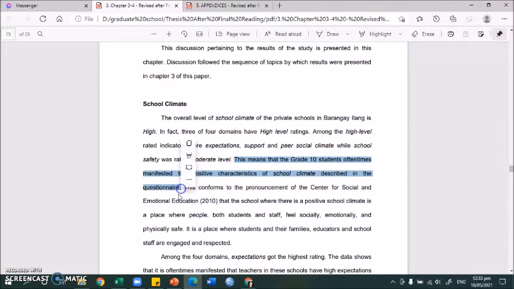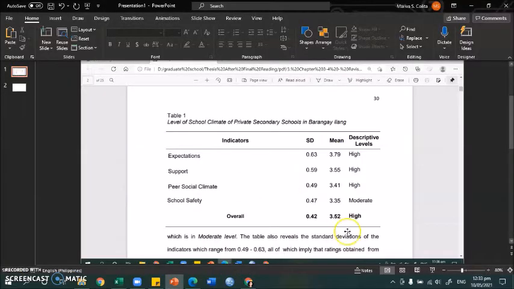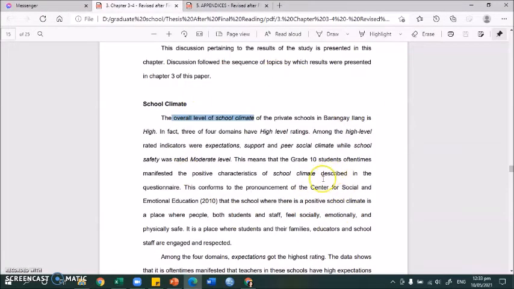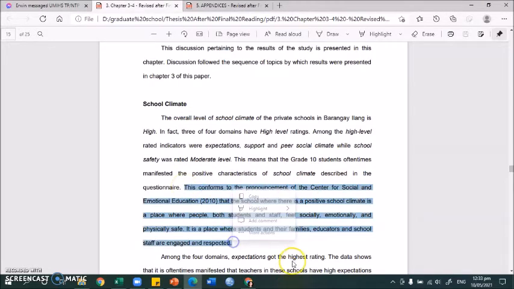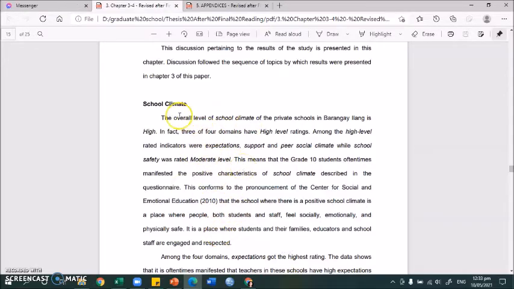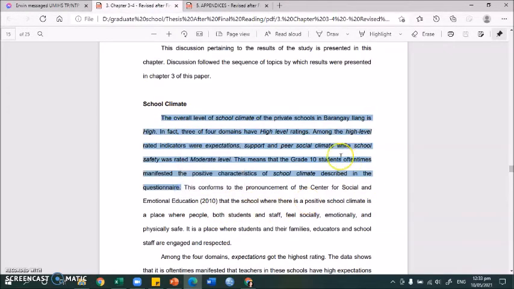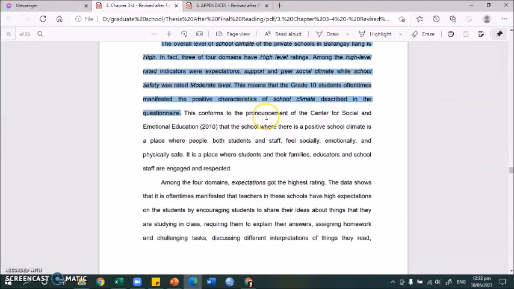So, eto naman ang statement na ito galing sa fact na high level yung overall level ng school climate. Okay? So, oftentimes manifested. Galing dito yan. Right? Table 1. So, ano ngayon? Ang idadagdag lang natin yung literature that supports your result. So, this is your result. Okay? Alam na natin ito sa chapter 3. Ngayon, binigyan lang tayo ng glimpse dito sa chapter 4. And so, dapat may supporting literature tayo.